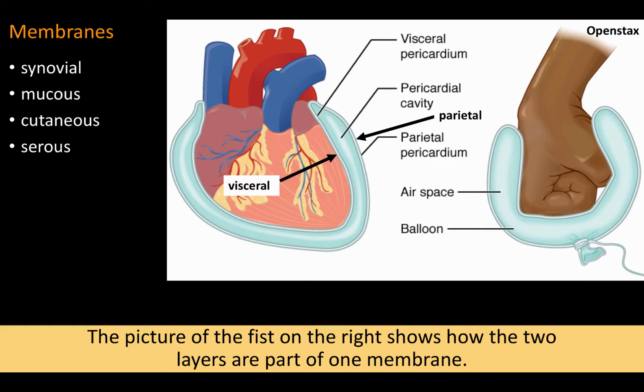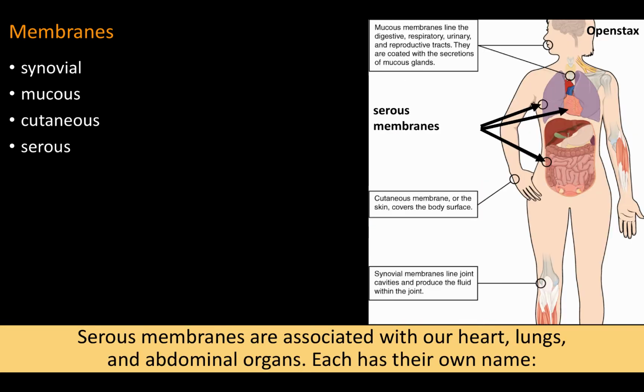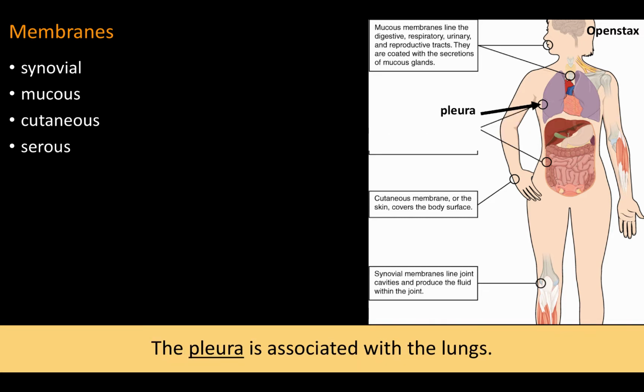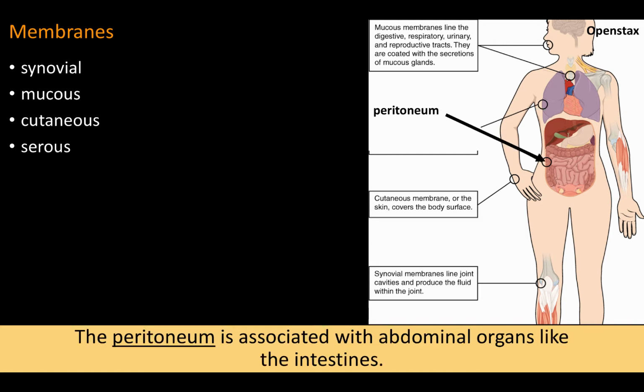The picture of the fist on the right shows how the two layers are part of one membrane. There is a cavity between the layers, filled with serous fluid. Serous membranes are associated with our heart, lungs, and abdominal organs. Each has their own name. The pleura is associated with the lungs. The pericardium is associated with the heart. The peritoneum is associated with abdominal organs like the intestines.